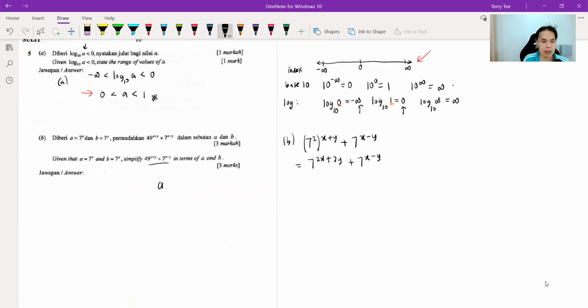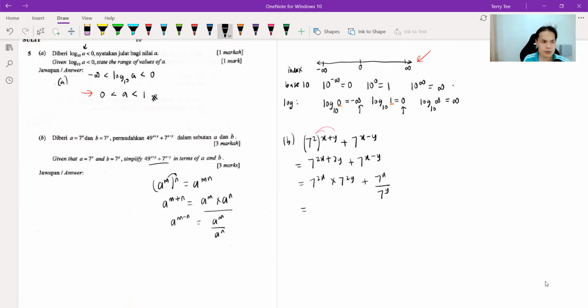Okay, so now we know that a power m power n is a power m times n. Basically, you multiply the two numbers, just like what I did here. I multiply the two inside one by one. Now, next, we also know in indices, when you add the power, when you break it up, it becomes a multiplication. So this is 7 power 2x times 7 power 2y. As for subtraction, a power m minus n, when you minus the power, we divide the number. So this is 7 power x divide 7 power y.